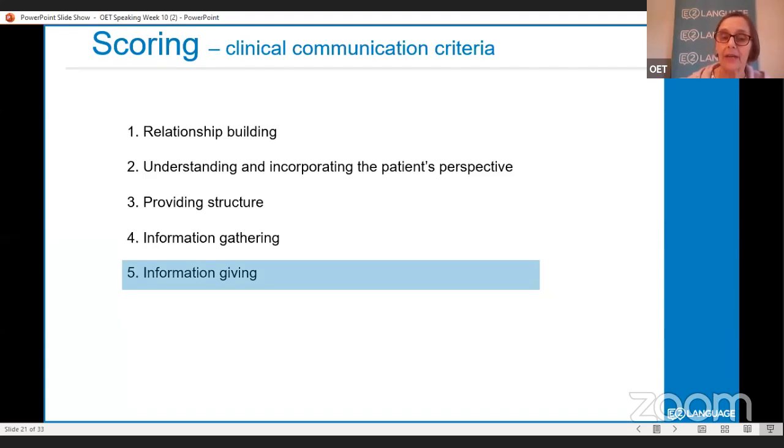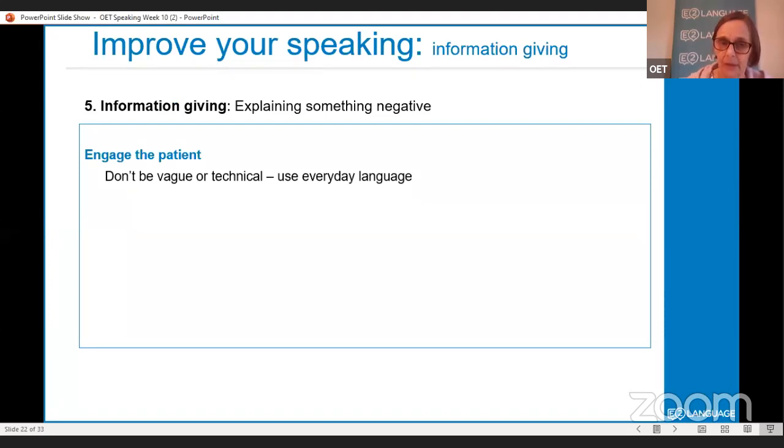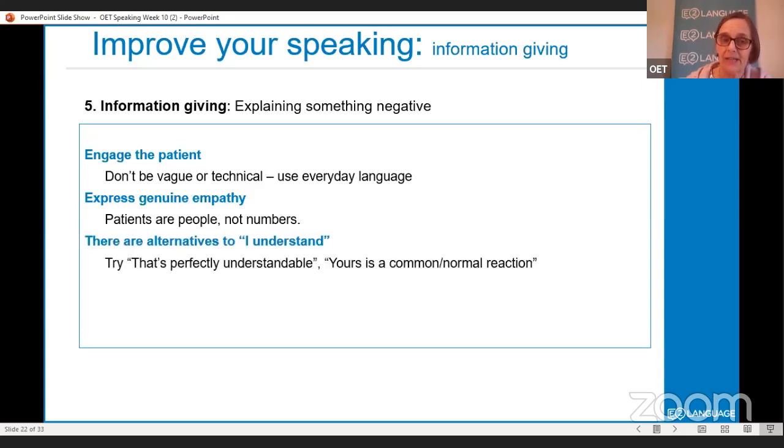We're going to talk about giving information today. Here we've got a situation where we need to explain something negative. So we need to engage with the patient. Don't be vague, don't be all over the place, but don't be too technical for the patient. It's not going to help. You've got to be speaking in everyday language. Yes. Express genuine empathy. Patients are people, they're not numbers. Okay, especially when we've got something negative.